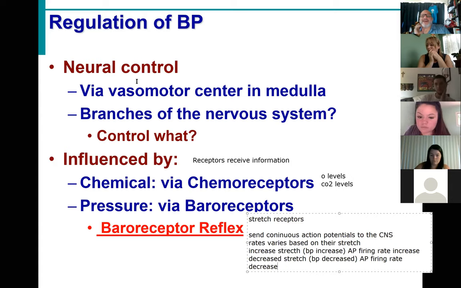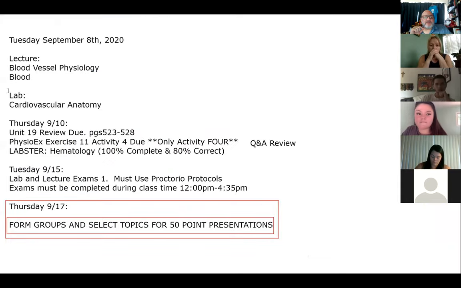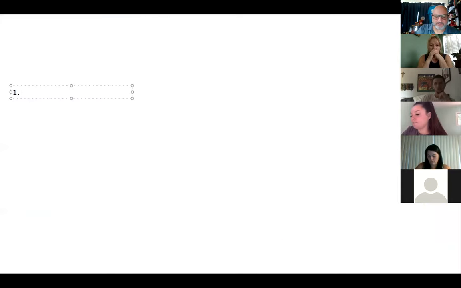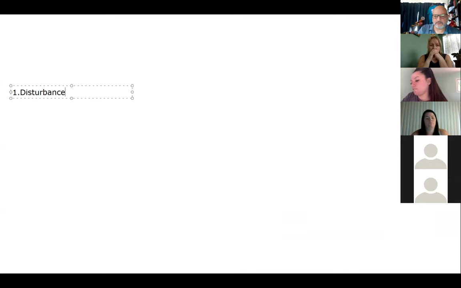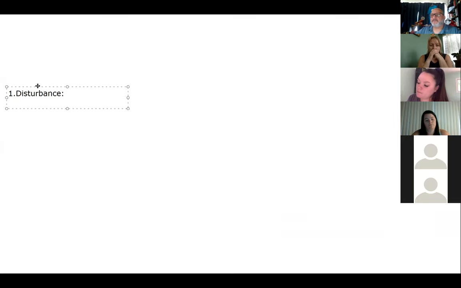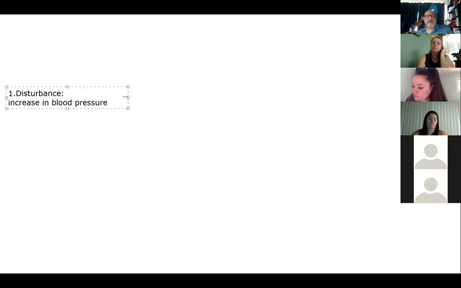Let's see how this would work. Let's actually figure out and do our homeostatic chart the way we did back in 430. Of course, step one is there is a disturbance. What do you like? Increase in blood pressure, decrease in blood pressure? Someone pick one. Increase. Increase, excellent. So the disturbance is an increase in blood pressure. Excellent, all right. So that is our disturbance. There's an increase in blood pressure.